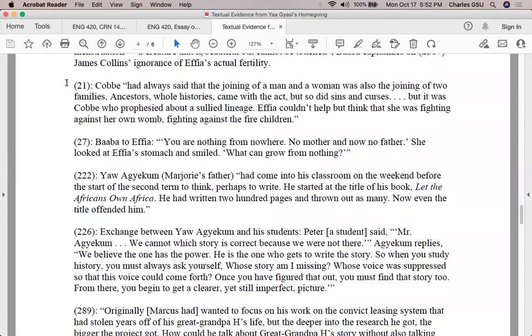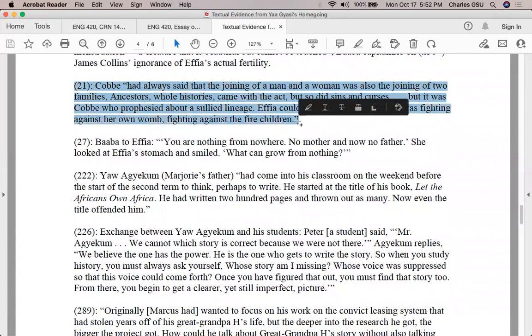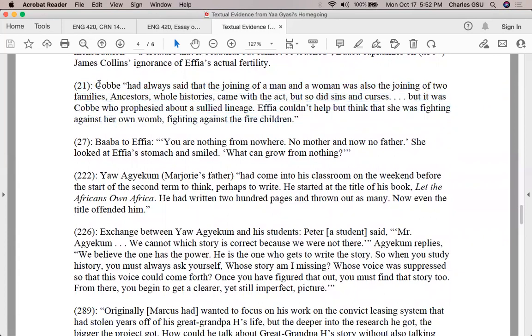Here's another early example. Cobe Otcher, he's Afia's father. Cobe had always said that the joining of a man and woman was also the joining of two families, ancestors, whole histories, came with the act, but so did sins and curses. But it was Cobe who prophesied about a sullied lineage. Afia couldn't help but think that she was fighting against her own womb, fighting against the fire children.